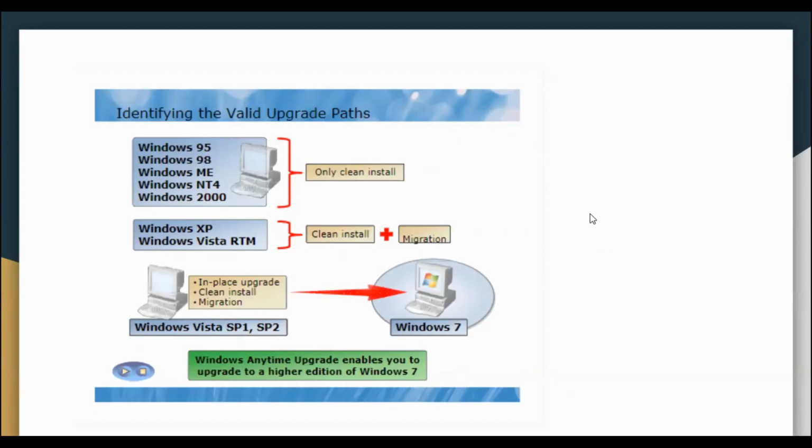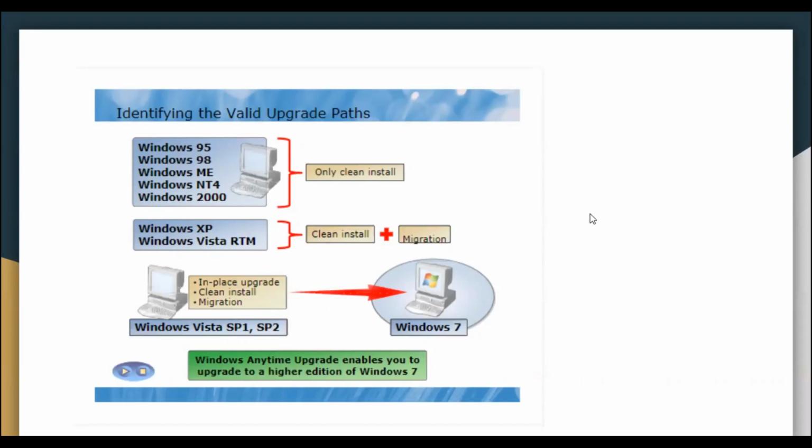So Windows Anytime Upgrade enables you to upgrade to a higher edition of Windows 7. Well, you can upgrade from Windows 7 and Windows 8 or Windows 8.1 to Windows 10. You will not be able to do it from Windows 2000, XP, or Vista. So therefore, migration is recommended for the latter.